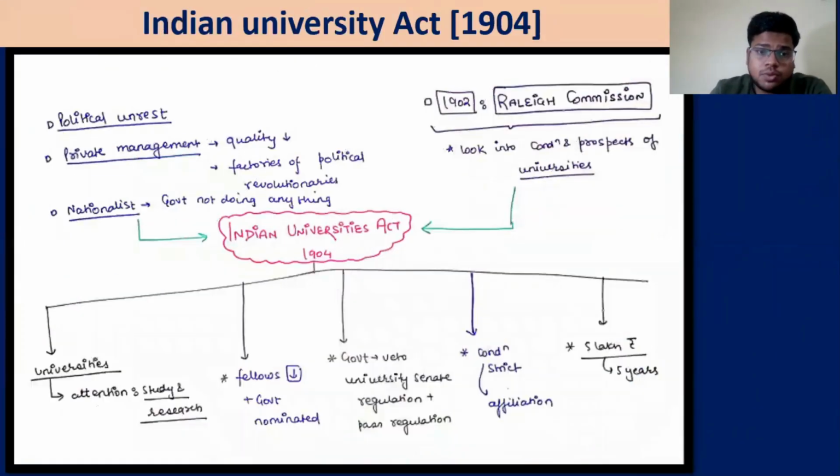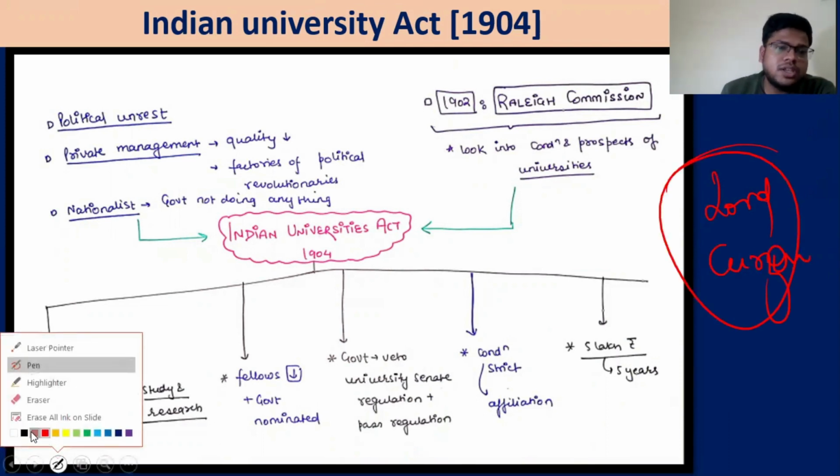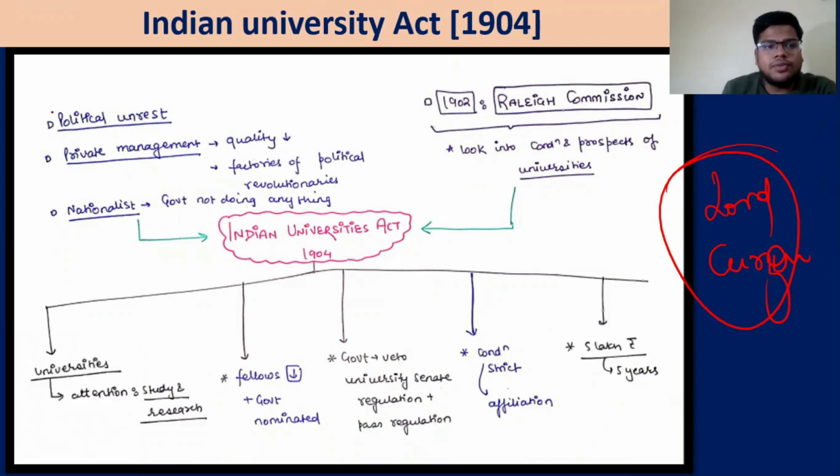Let's talk about the first one, that is the Indian Universities Act. It came in the backdrop of, who was the Governor General at that time? That was Lord Curzon, a very reactionary, very strong Governor General or Viceroy. So what is the context of it? Political unrest in India, because that was the time in which the Swadeshi sentiment was brewing up.